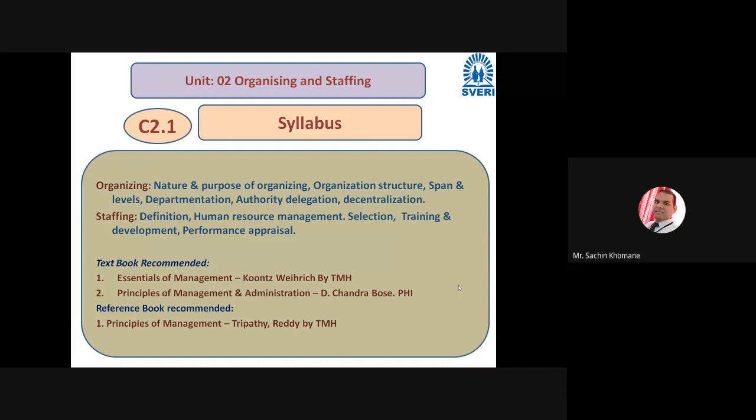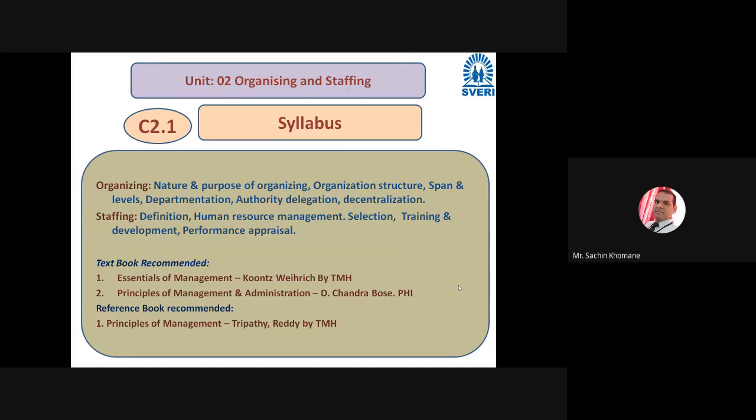The next bit in organizing is span and level. Span and level is a very interesting thing, especially in organization structure. There are various types of structures. We have to see what span is, and what exactly levels mean.